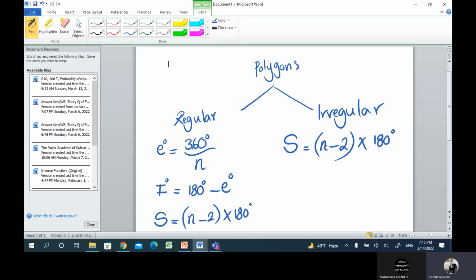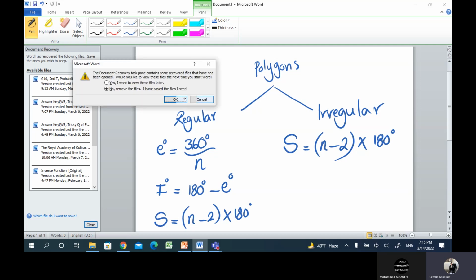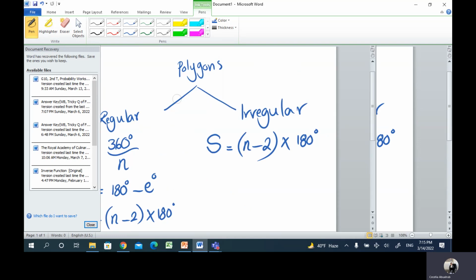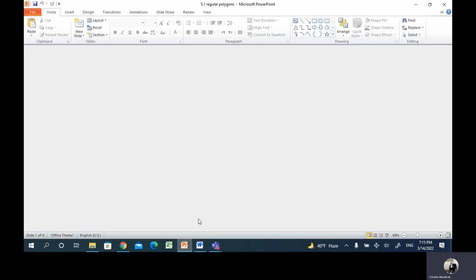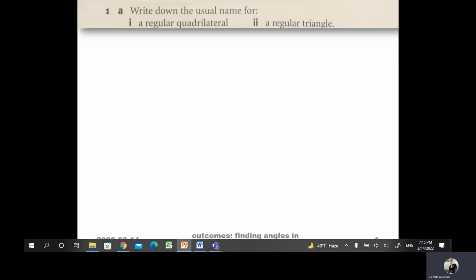So please always bear this in mind when you are calculating missing angles in regular or irregular polygons, or you are calculating a missing number of sides. Okay, so let's start with the presentation based on these three rules.